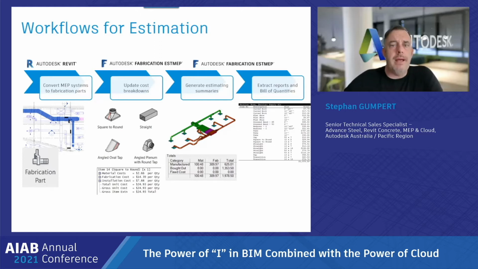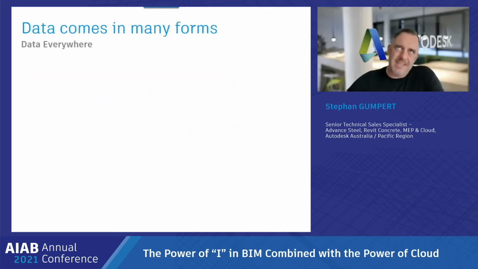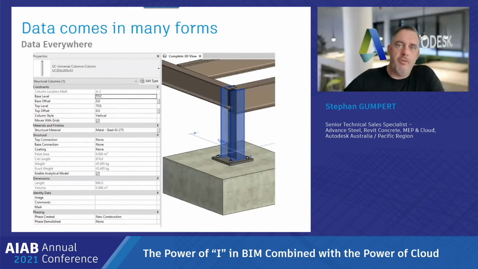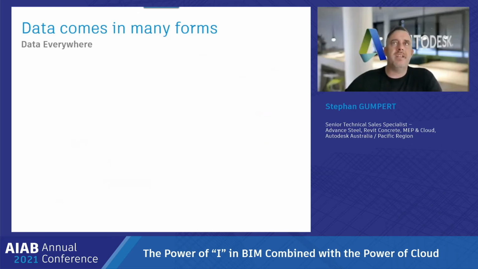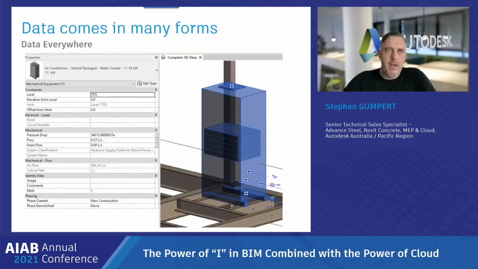But the I component we're talking about comes in many different forms. So let's have a look at some of those. If we look at it from a structural perspective, you can see here in this case, we know what the material grade of the component is. We know what the paint area is, what the cut length, what the weight, the exact weight, and so on. All these things is information that somebody else could utilize downstream or even in the current space of the design process. Let's look at a piece of equipment.